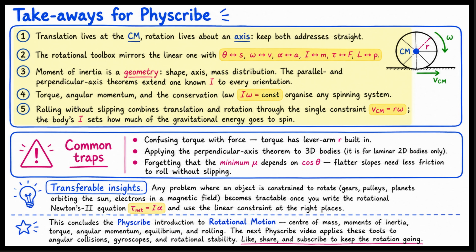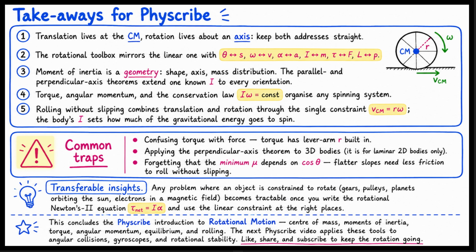Moment of inertia is a geometry of shape, axis, and mass distribution. And the parallel and perpendicular axis theorems extend one known I to every orientation. Torque, angular momentum, and the conservation law I omega equals constant organize any spinning system. Rolling without slipping combines translation and rotation through the single constraint Vcm equals R omega, and the body's I sets how much of the gravitational energy goes to spin.